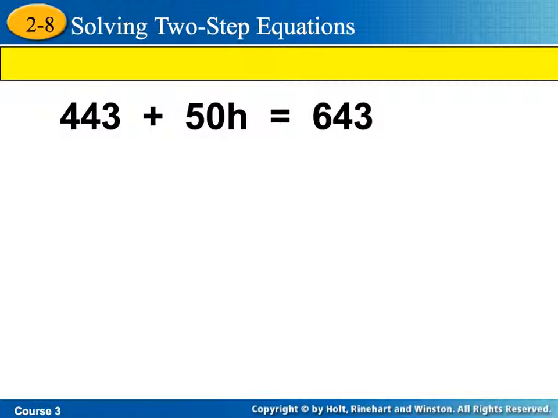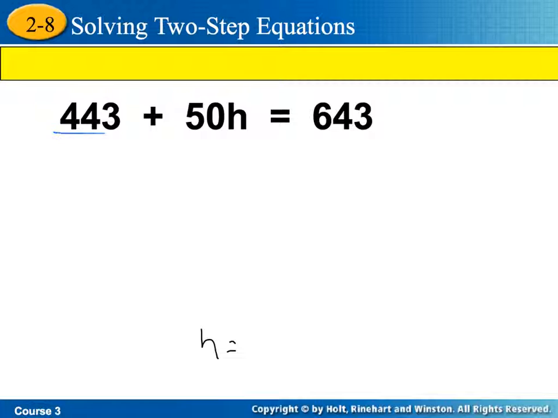So now we have to figure out what is happening to this equation. If you read this, 443 plus 50 times H equals 643. What we want to do is get H all by itself, and we have to do the inverse operations of what's happening. At the same time, we have to go backwards in the order of operations. The order of operations states multiply and divide, then add and subtract. But because we go backwards, we have to add or subtract first.